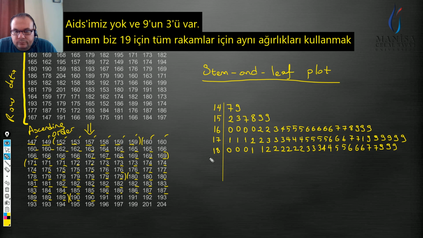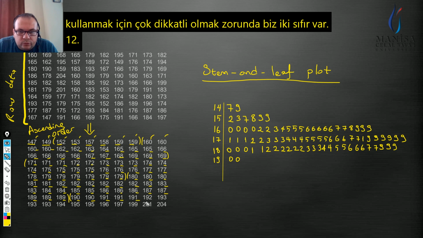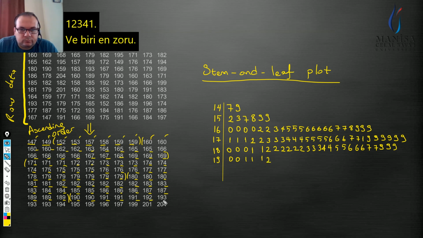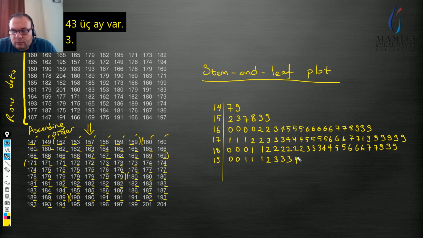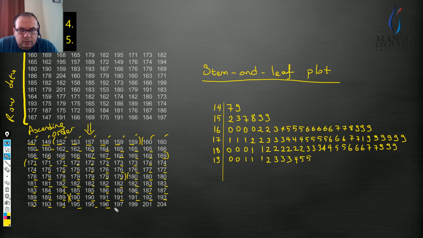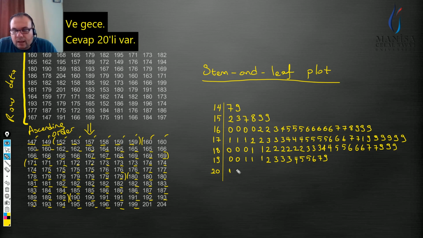And for the 19s we have 2 zeros, then 3 ones, and 1 is the hardest one. For 3 we have 3 ones, then 4, 5, 6, 7, and 9. And also we have the 20s with a 1 and 4.